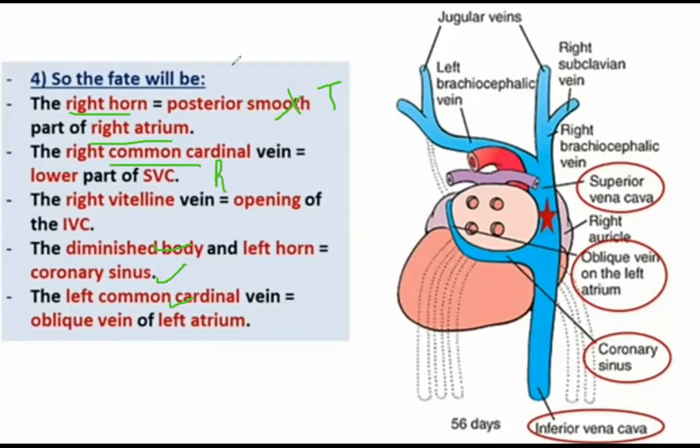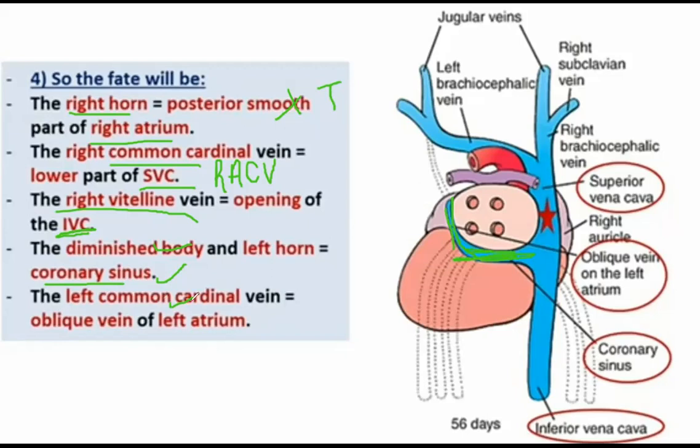Okay. It is hard to write from the laptop. Right anterior cardinal vein, superior vena cava. Then the right vitelline vein. See, the right vitelline vein is forming the opening of the IVC. Then the diminished body and left horn. This diminished body, okay, they're talking about this structure over here. This diminished body, or the left horn, we can say, is forming the coronary sinus, okay? This structure, the coronary sinus.